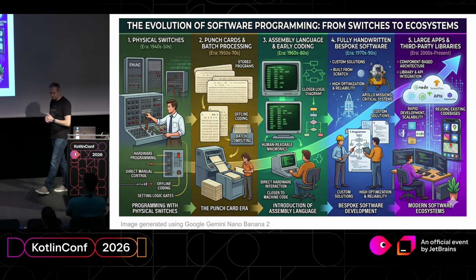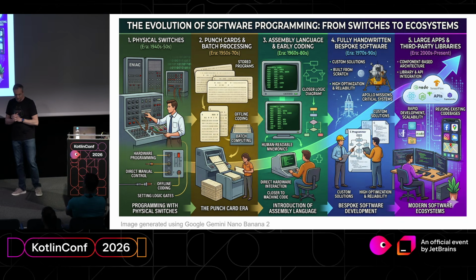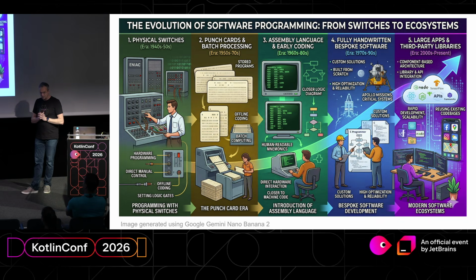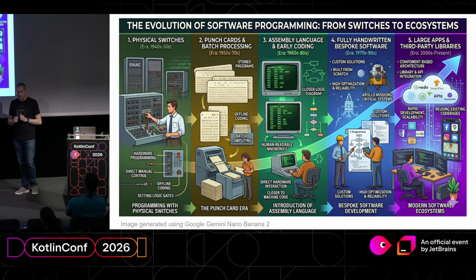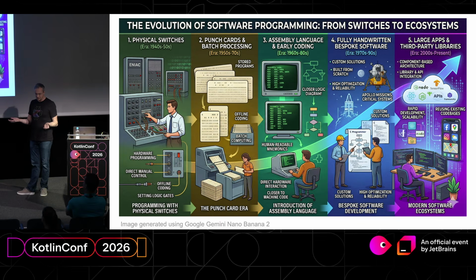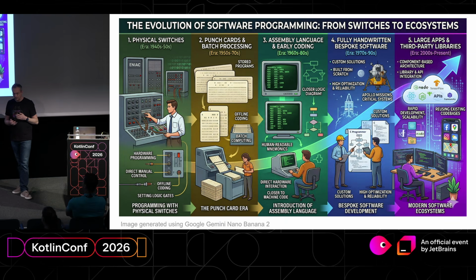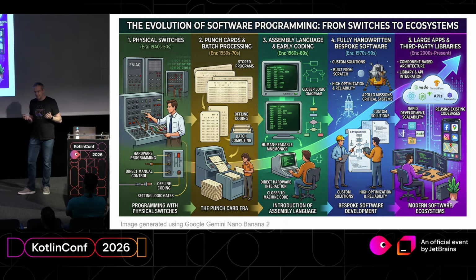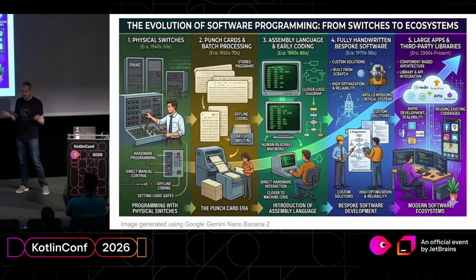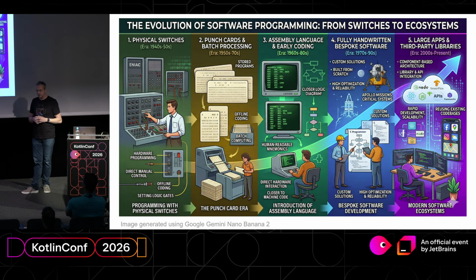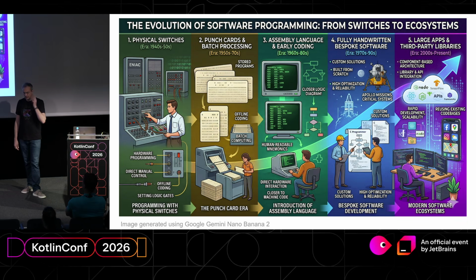Now, how do we get here? And this image, of course, Gemini generated for me. Way back, we started programming using physical switches. Then punch cards came along. Then the first programming languages, assembly languages came along. But really, until like the late 90s, when somebody wrote a piece of software, they wrote it all. And it wasn't really until the early 2000s that we started relying on more and more third-party libraries. Of course, now with GitHub, Maven, everybody uses third-party libraries for everything.